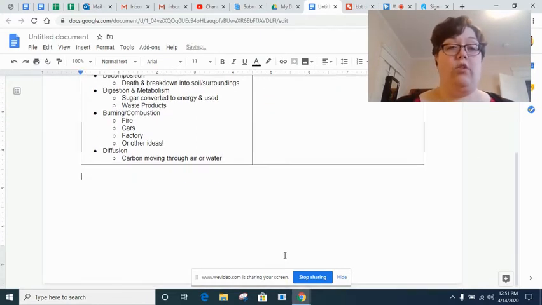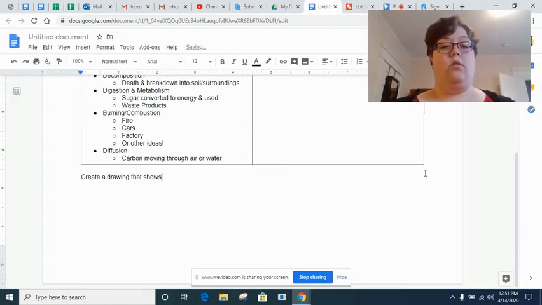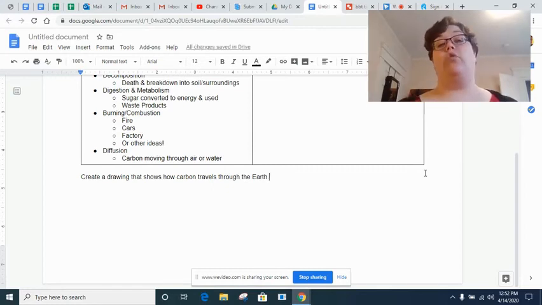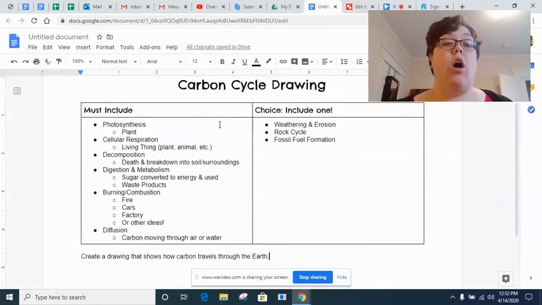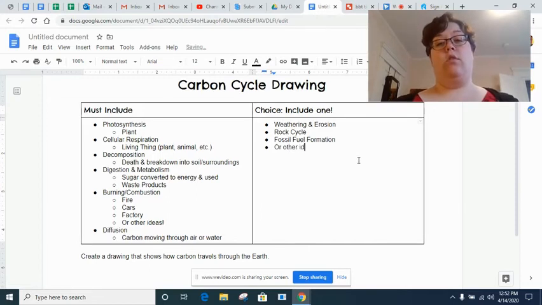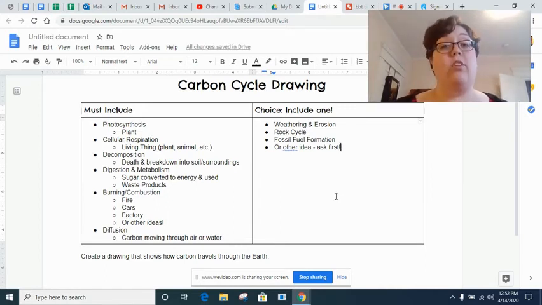So, your task, let's just simplify that. Create a drawing that shows how carbon travels through the earth. Show all of the required and one of the choice processes. And I'm going to add, if you've got some other idea of a way that carbon is used that you really want to include, go for it. Just ask me first.